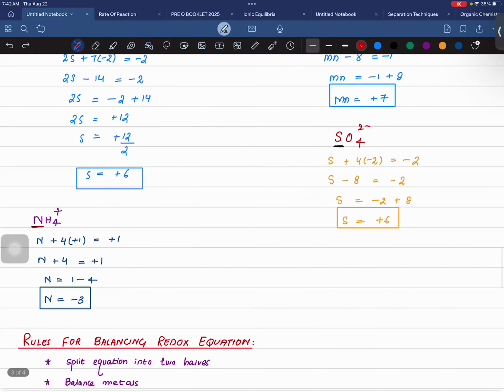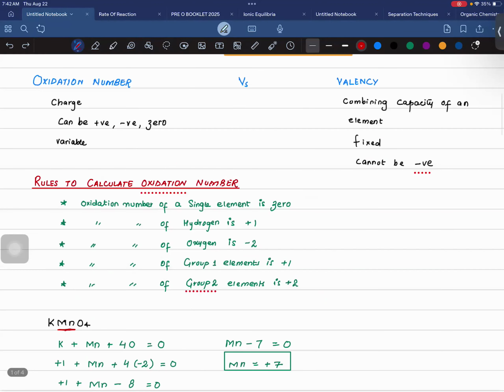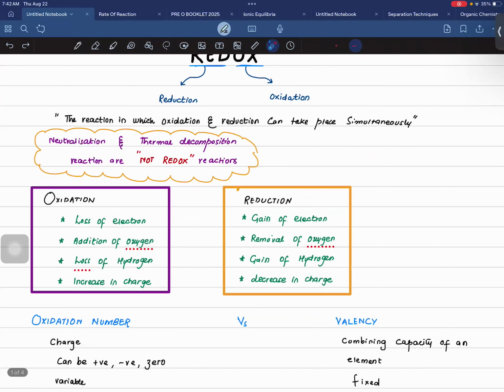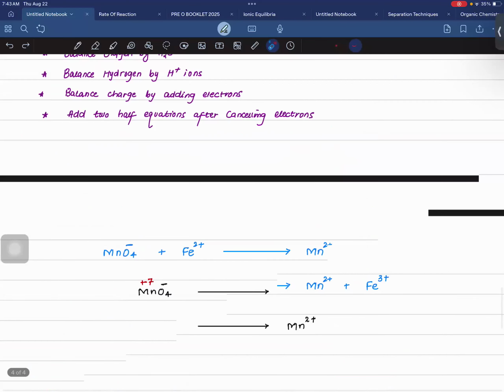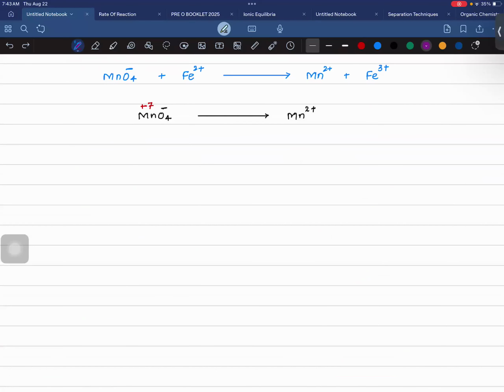+7 to +2, just look at this, means a decrease in charge. +7 to +2, a decrease in charge. So this is reduction. Am I right? Are you getting my point? Yes or no? Good.